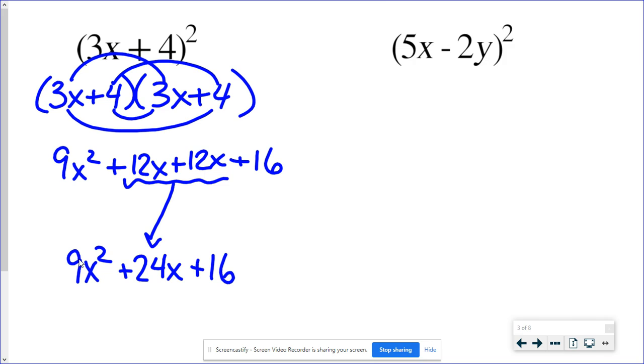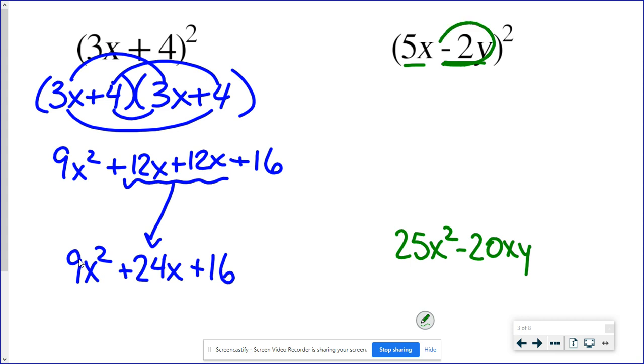Again, just using the shortcut, if I go ahead and do that, I would have 5x. If that gets squared, I would get 25x squared. Then when I take 5x times negative 2y, that's a negative 10xy. And then I multiply that by 2, so it'll be a negative 20xy. And then when I take the negative 2y and square that, that'll be a positive 4y squared.